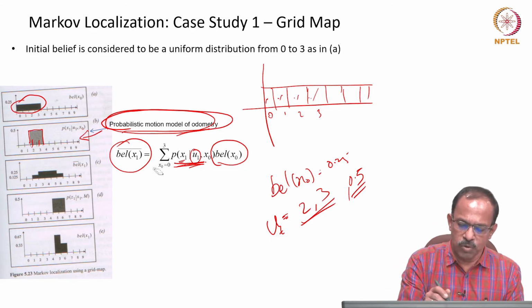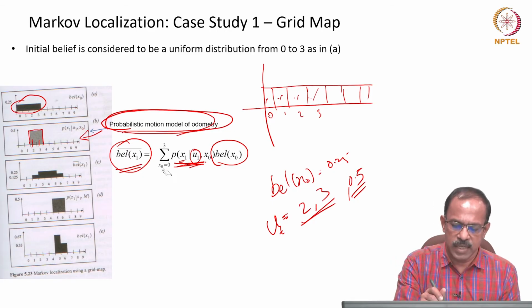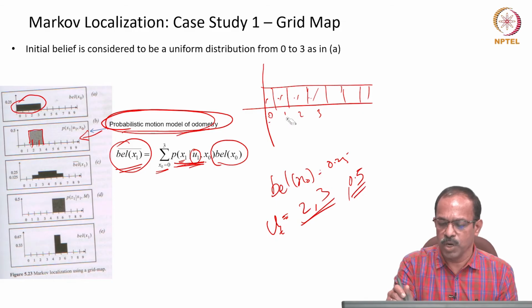Now with these two, we need to calculate the prediction update. So now x0 could be from 0 to 3. So it could be 0, 1, 2, 3.